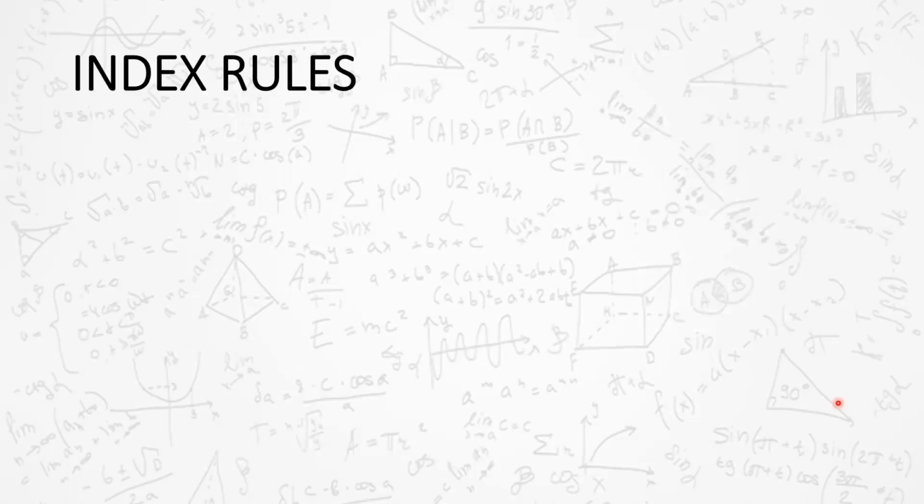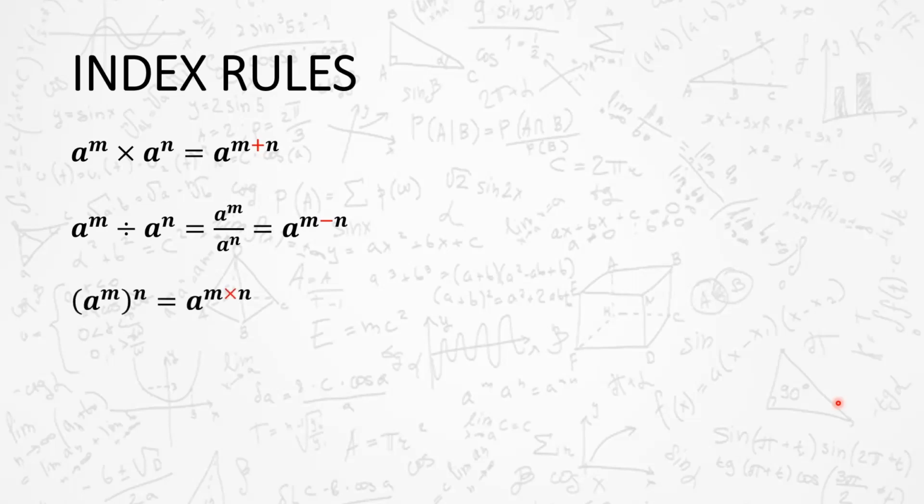Index rules, let's have a recap first. a to the power m times a to the power n equals a to the power m plus n. a to the power m divided by a to the power n equals a to the power m minus n. (a to the power m) to the power n equals a to the power m times n. Then we have a to the power 0 equals 1. So any number to the power 0 equals 1.